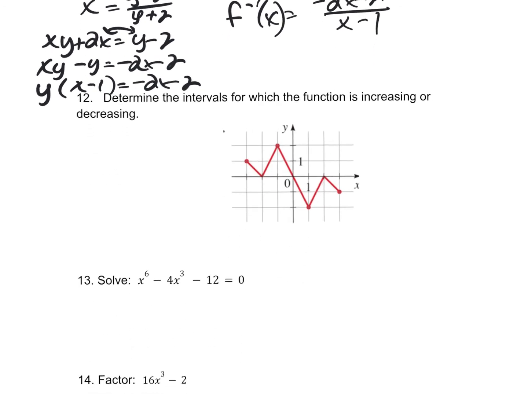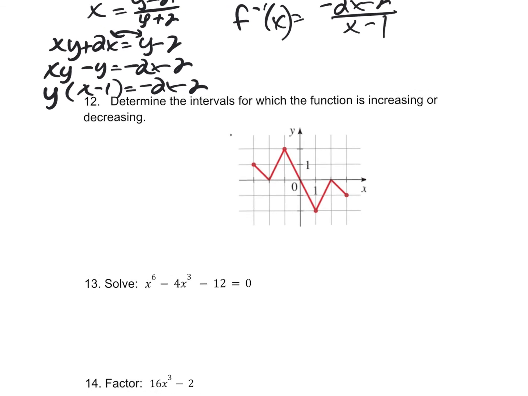Number 12. On which intervals is it increasing or decreasing? Remember, decreasing is going down from left to right. Increasing is going up. So I'm going to put increasing first and decreasing second, even though the graph is actually decreasing first. Now, don't forget also when you're doing this that you're using your x coordinates only.